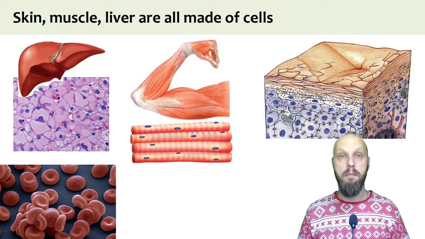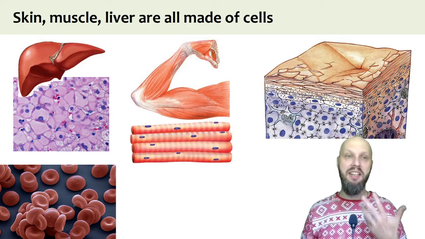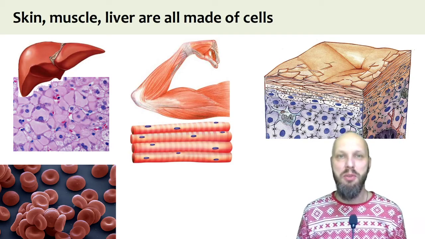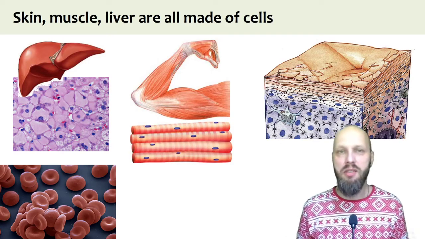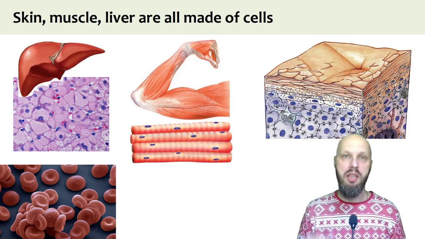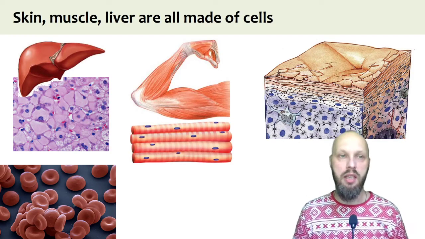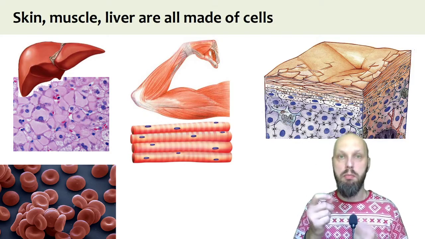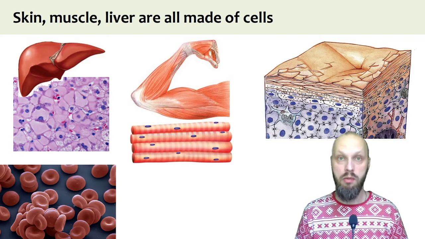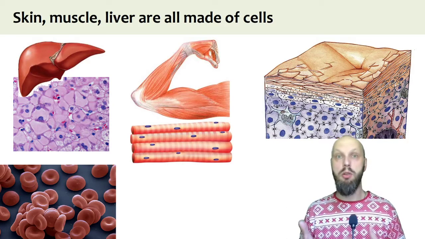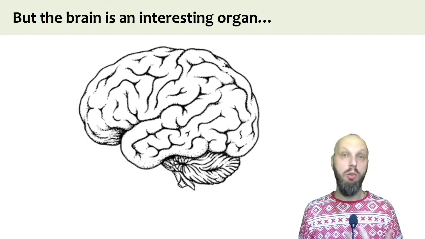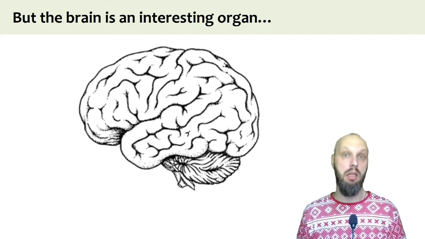Right? And again, neither of these facts presents a problem. I mean, we can believe that an organ that does something consists of tiny elements that do little parts of this something. But at this point, you probably already see where I'm going, because we have one organ that's pretty special. It's called the brain.